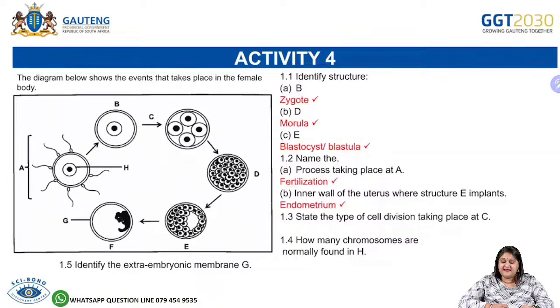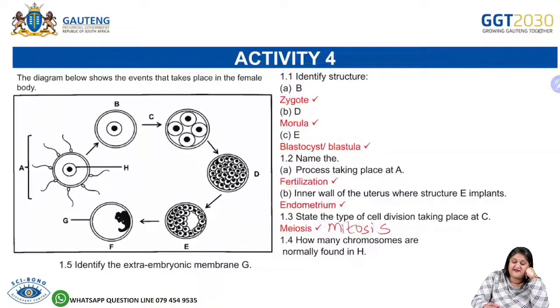State the type of cell division taking place at C. It is mitosis. Why is it mitosis and not meiosis? It's because we now have growth and development. Okay, not the development of the gamete. We have growth and development.